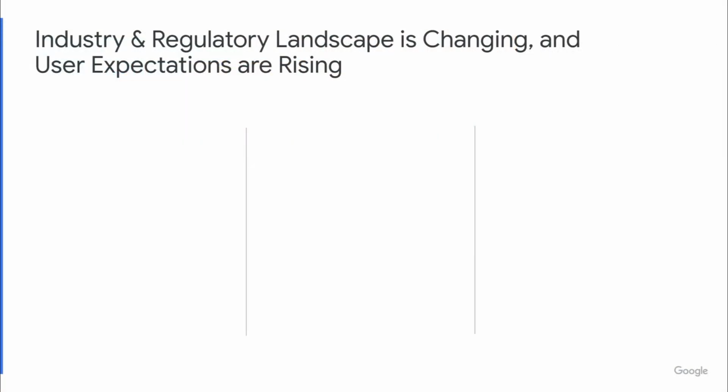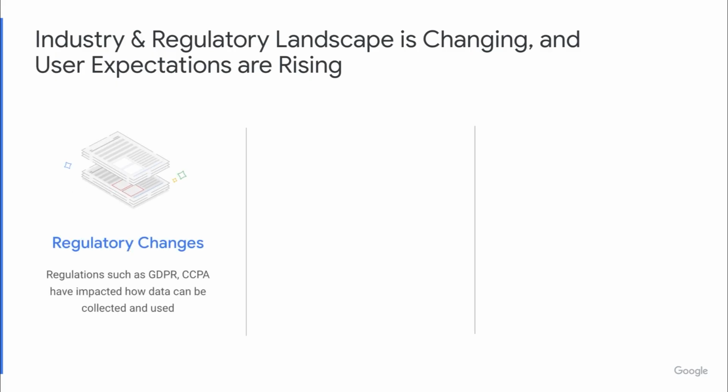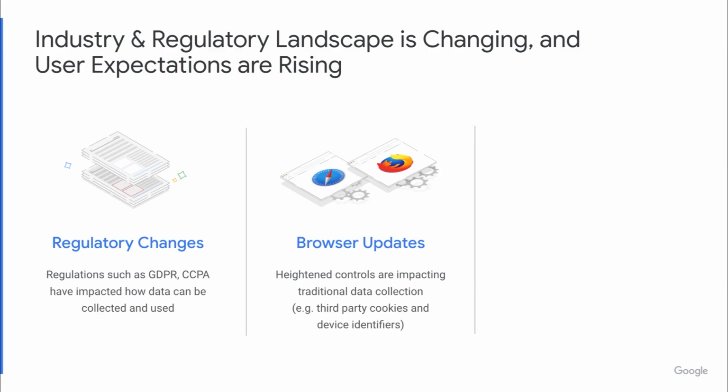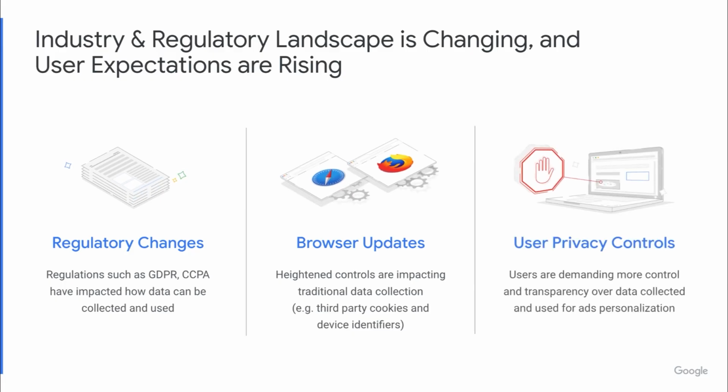To set the stage, it's no secret that we're living through a period of immense change, and end user privacy is top of mind. Around the world, regulatory changes such as CCPA and GDPR have raised the bar for end user privacy. Browsers and other platforms are making changes to core technologies, such as cookies, that measurement systems have relied on for years. And end users themselves are demanding more transparency and control over how their data gets used.